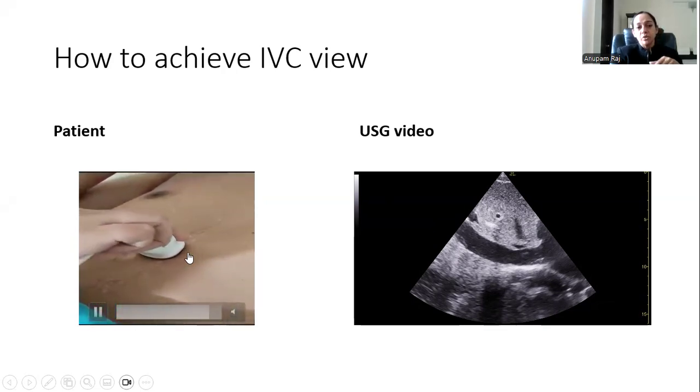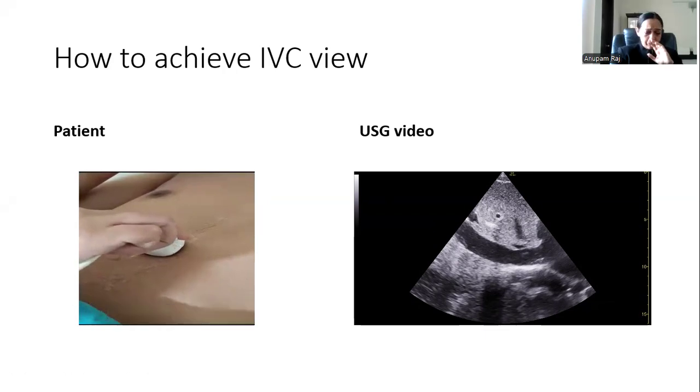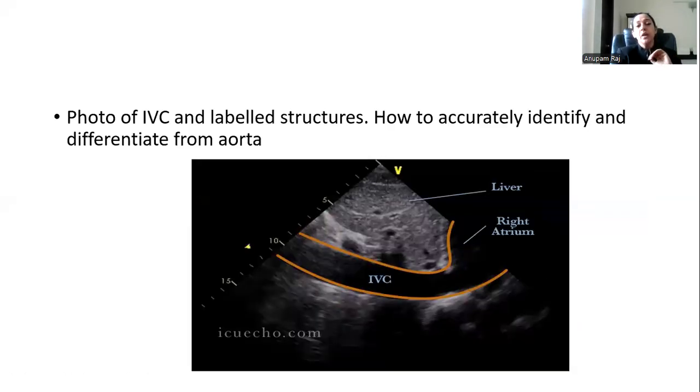At the same time, you need to lift the probe up as if you're trying to look behind the back. This is the classic picture that you will get, where you are scanning the IVC through the liver. Because the IVC passes through the liver, you may be able to see liver tissue both above and below the IVC. You'll be able to see the hepatic vein opening into the IVC, and you will be able to see the right atrium.